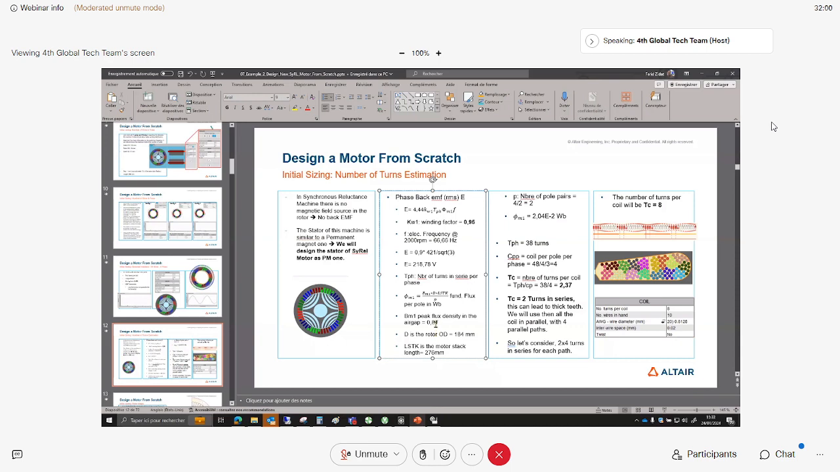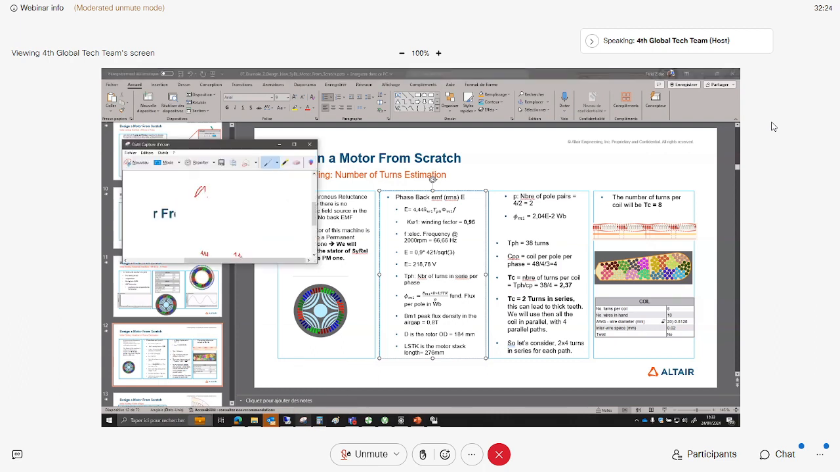Then we are going to compute the frequency. We know the number of poles of this machine. We know the speed that we want to consider for the computation, 2000 RPM. Then the frequency is obtained from 60F divided by p. We said that the speed is equal to 60F, where F is the frequency, divided by the number of pole pairs p. We know the speed is 2000 RPM. The number of pole pairs p is 2, so we can compute the frequency.